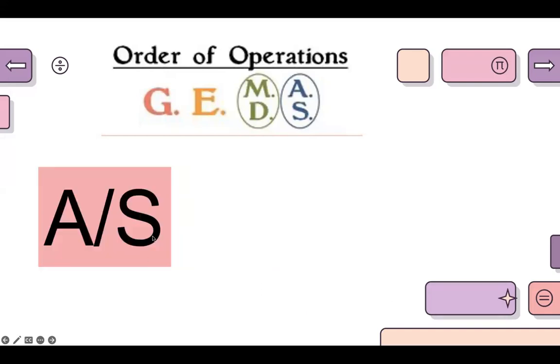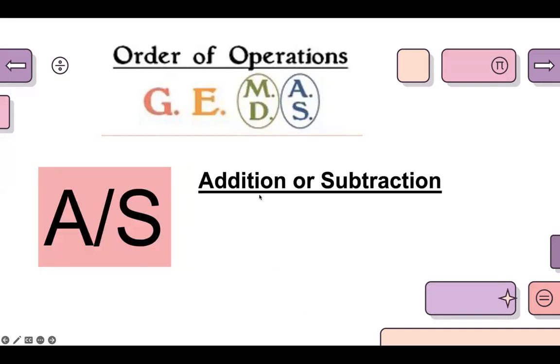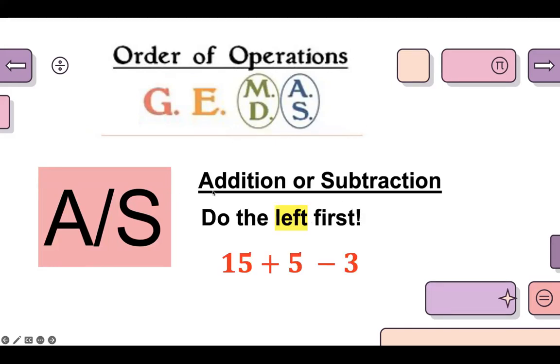After that is A or S, which is addition or subtraction. So like in multiplying or dividing, you should also do the left first. Whatever comes first, you need to do it. So if it's addition, you need to add first before subtracting. So in this case, 15 plus 5 minus 3, that is 20, minus 3 is 17.